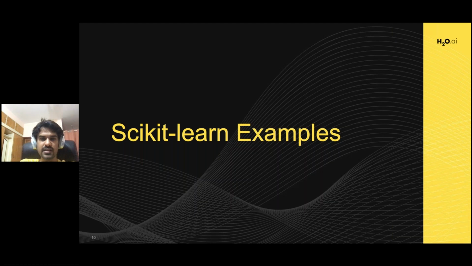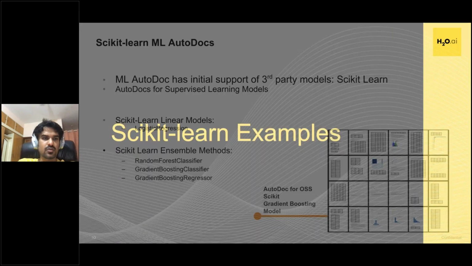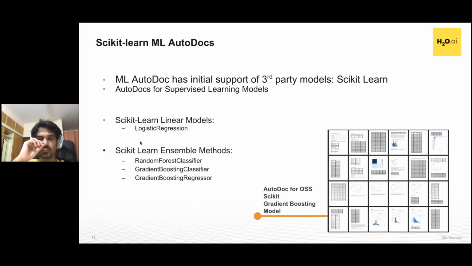So now we move on to the scikit-learn example. In scikit-learn, this is the first third-party model which AutoDoc is supporting. For now it supports only supervised learning models. The scikit-learn linear model which AutoDoc supports currently is logistic regression, and then the ensemble methods like random forest classifiers, gradient boosted classifier, and the gradient boosted regressor. So we support these 4 models right now, but we'll have support for a plethora of other models going ahead.